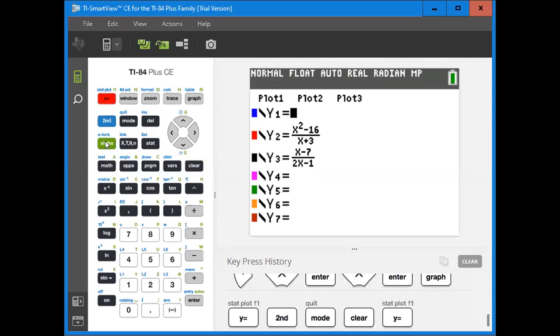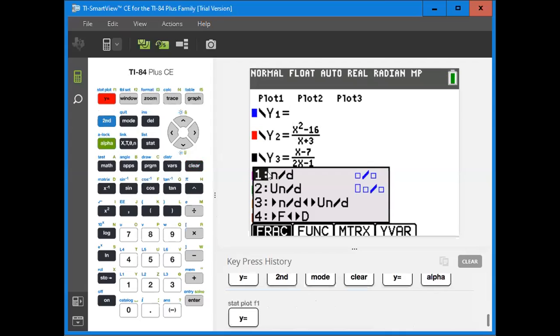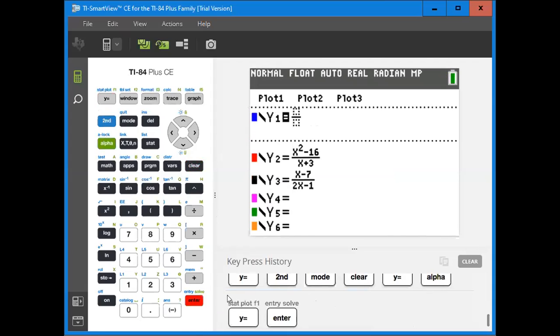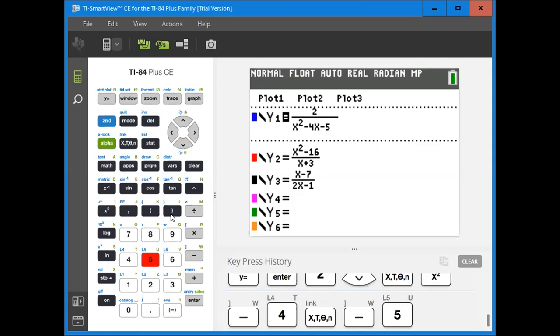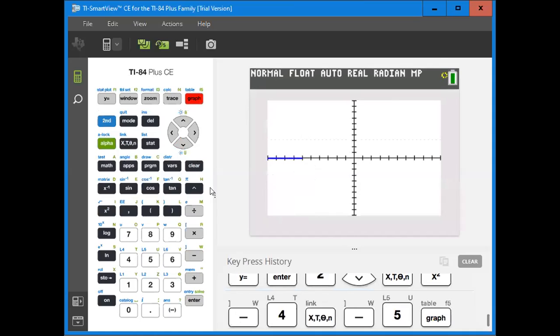So to do that, we press alpha y equals, and that's going to bring up a menu. And this first one, n/d, right, that's numerator, denominator, that is our fraction. And it opens it up for you so you can type it in just like it's written. So this one was 2 in the numerator. And I'm just going to scroll down to the denominator, and we got x squared minus 4x minus 5. And you can put the factored form in there too. That's fine. Either way works because it's the same thing. So I'm going to go to my graph and let it load.